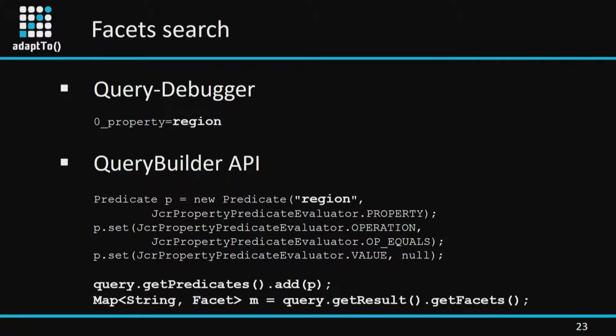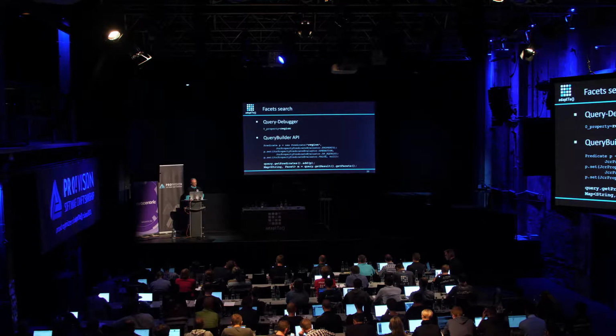Using the Query Builder API, it's also very easy to get the facets. Simply create a new predicate with a lot of constants, put in the name of the property you want to have the facets for, and then add that predicate to the query and get the facets simply by the getter method from the query result. It's very easy. It's a nice feature to use.